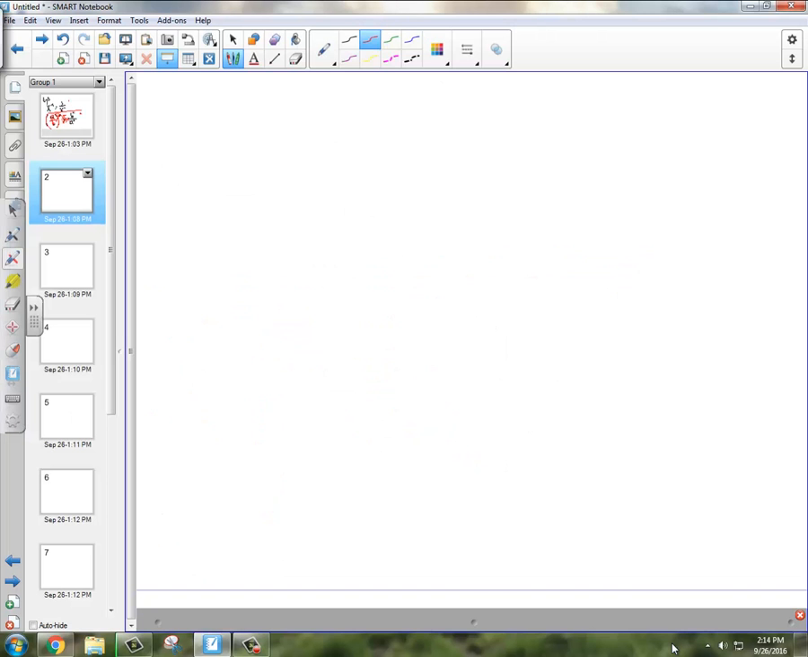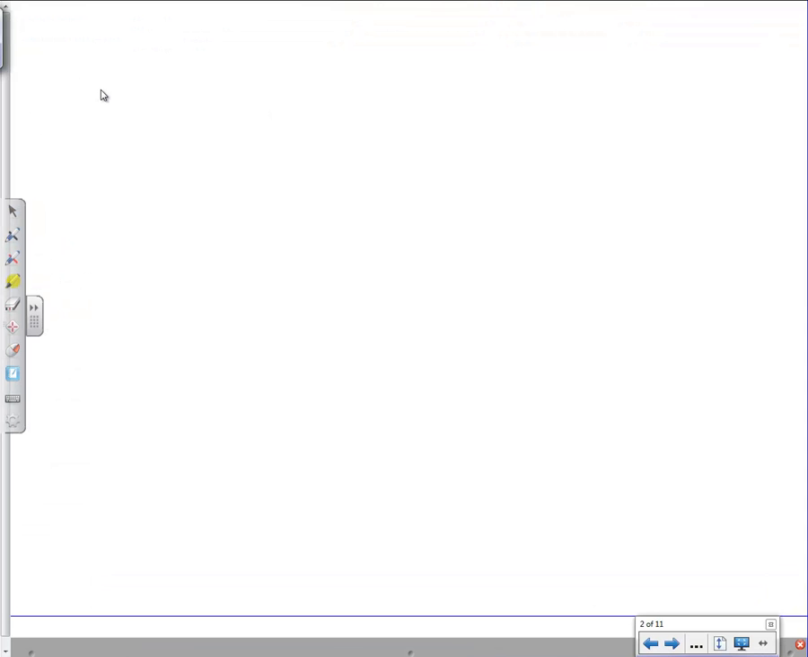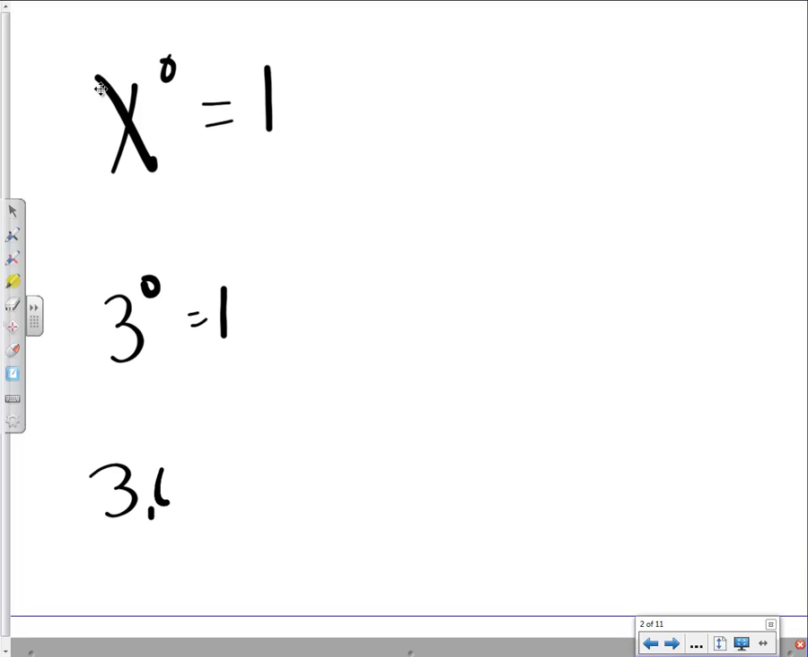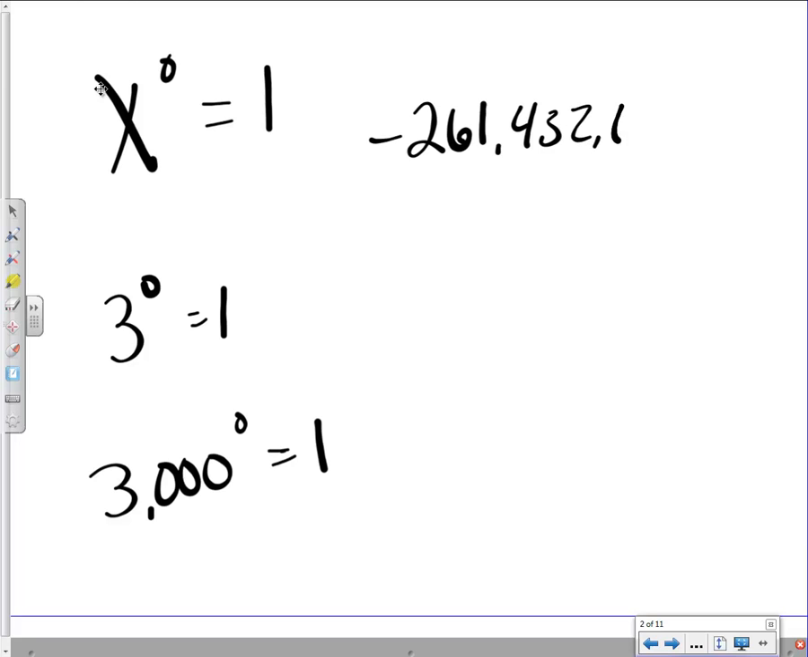The next rule that we want to look at is going to be the rule for a power of 0. So x to the 0 power, or any number to the 0 power, is always 1. So 3 to the 0 power is 1, and 3,000 to the 0 power is 1. And negative 261,432,641 raised to the 0 power is 1. Okay? So I want you to say anything raised to a 0 power, and I'm going to put that one in parentheses because I want you to know that the negative goes with it. Okay? Anything raised to the 0 power is going to be just an answer of 1.